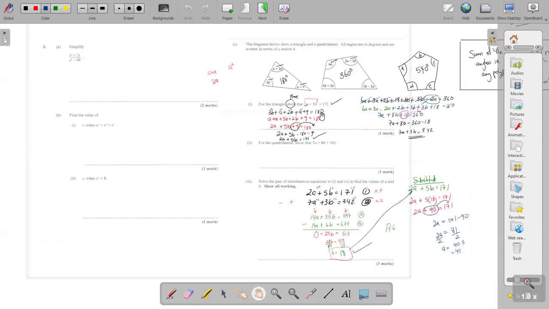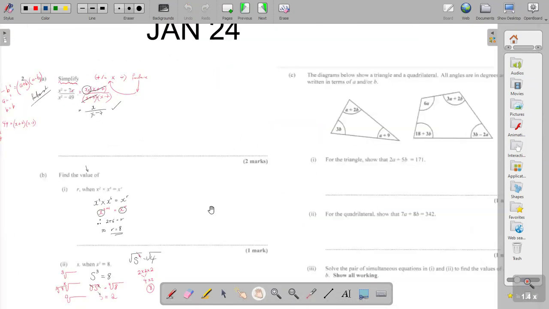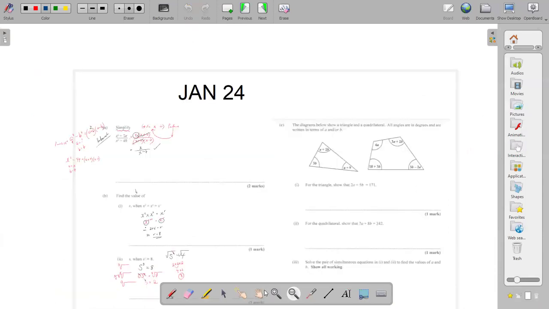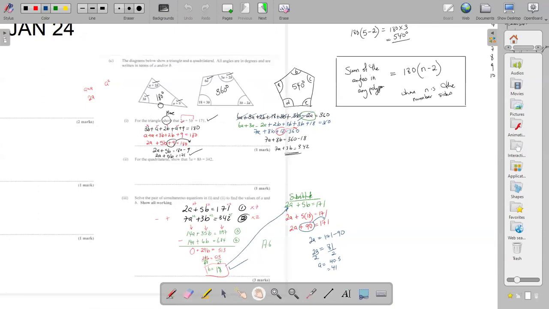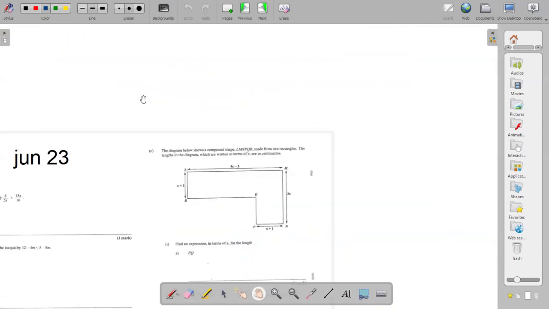Oh, I did the paper twice. I did the same exam twice because I was like, why? I seen double. January 2024, January 2024. It's twice. Okay, I understand.